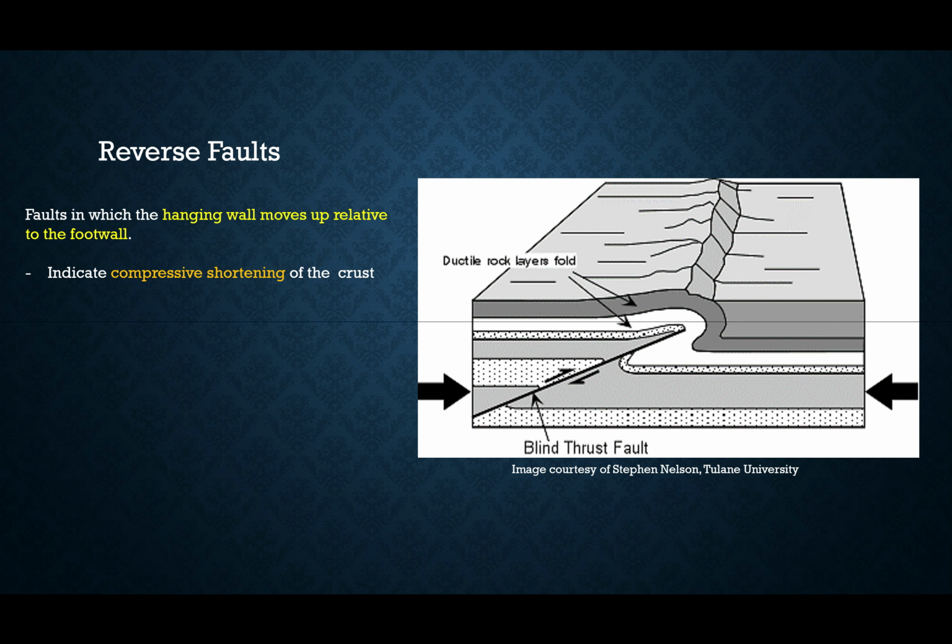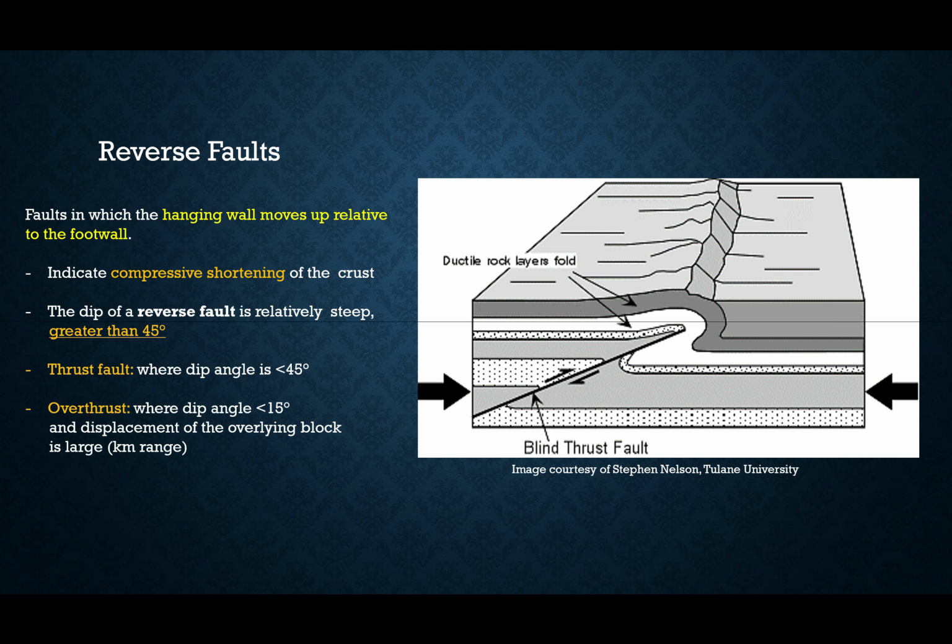They actually indicate compression of the crust, or shortening of the Earth's crust, and in some cases the dip of a reverse fault can be steeper than 45 degrees. What some authors do is call faults with a dip angle lower than 45 degrees thrust faults, especially if it's about 15 degrees or lower. But anything above 15, 20, all the way to 45 and above is called a reverse fault.